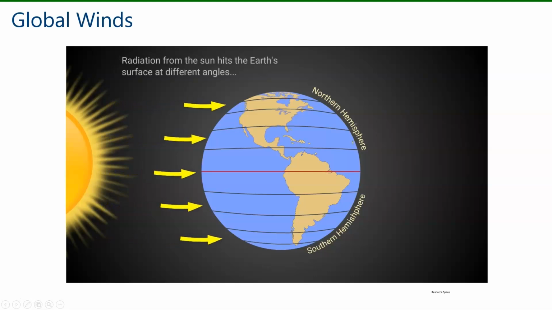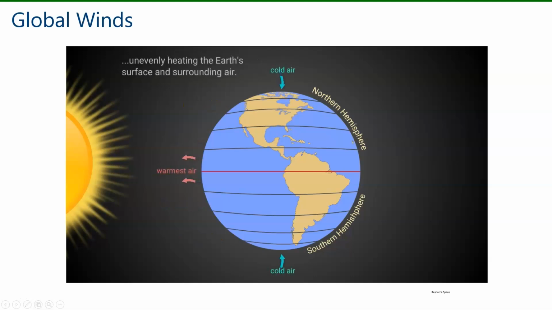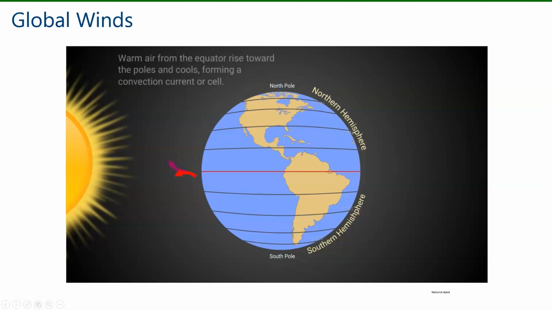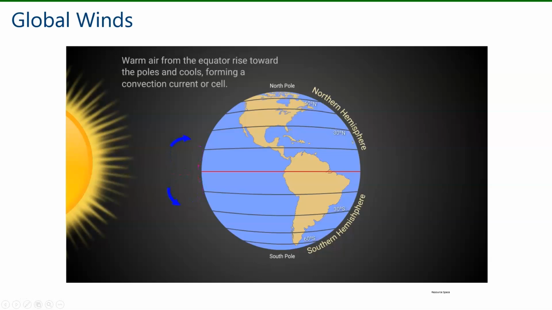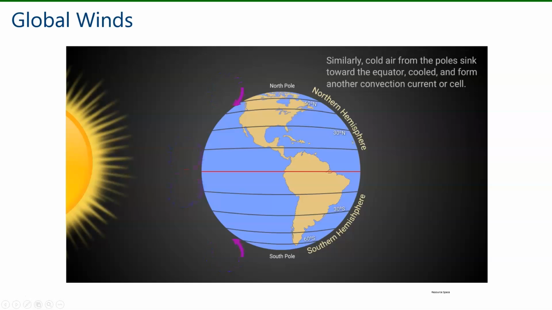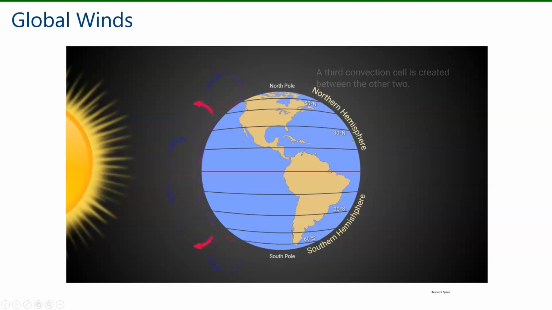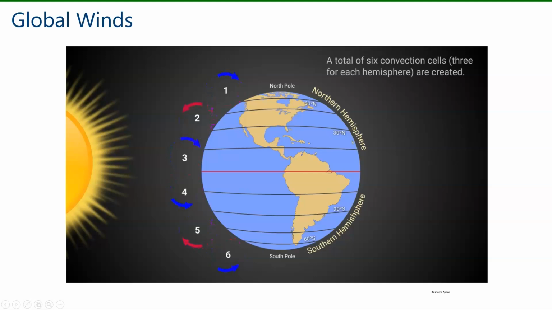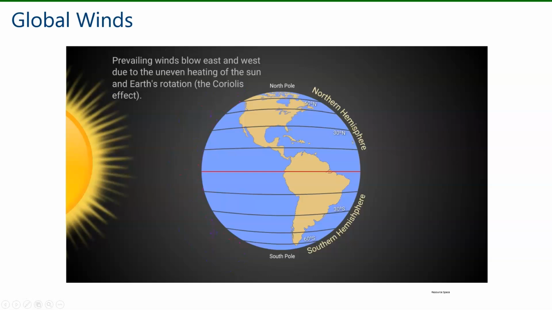Radiation from the sun hits the Earth's surface at different angles. So we have uneven heating on the Earth's surface and surrounding air. The warmest air is at the equator and the coldest at the poles. Warm air from the equator rises toward the poles and cools, forming a convection current or cell. Cold air from the poles sinks towards the equator, cools, and forms another convection current. A third convection cell is created between the other two. A total of 6 convection cells, 3 for each hemisphere, are created.